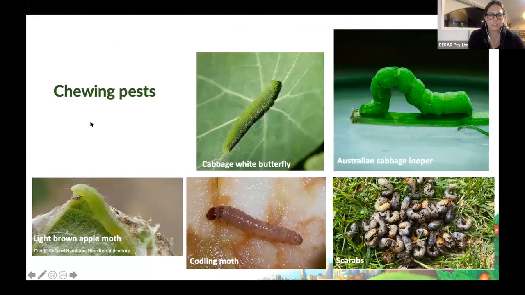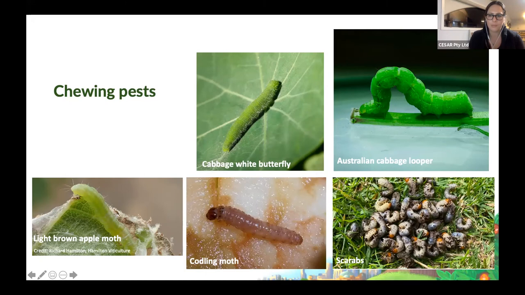You might also see some caterpillars around as the weather warms up, such as cabbage white butterfly and the Australian cabbage looper. This is a photo of the looper that I showed last week that was in fact parasitized at the time. Later on, when the weather really warms up and your apple and pear trees start to bloom and produce fruit, you might notice, if you're unlucky, pests such as light brown apple moth, which is a leaf roller and a very small caterpillar, or codling moth, which is a caterpillar that drills down into apple and pear, into the flesh there.